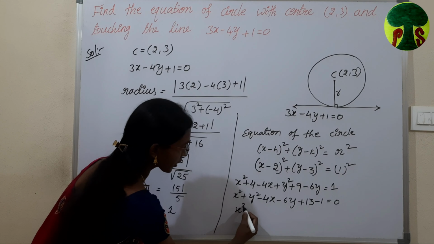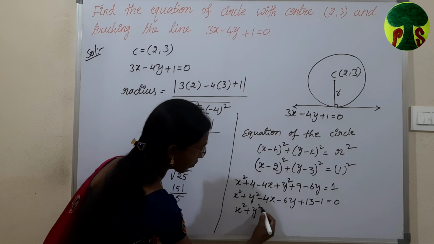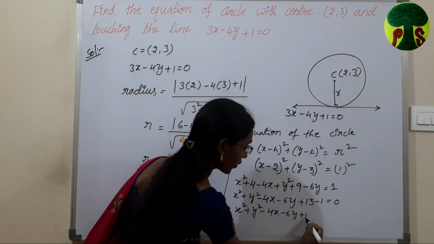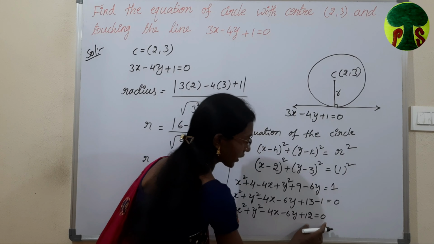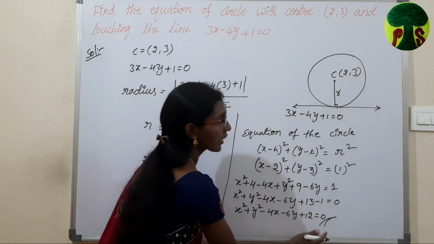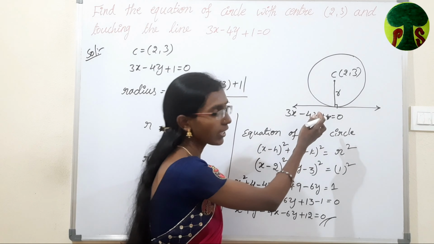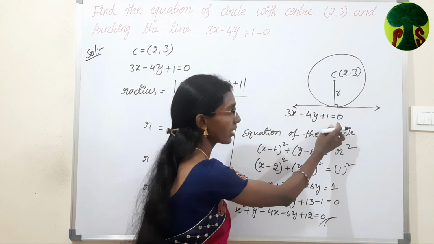Finally, the equation of the circle is x square plus y square minus 4x minus 6y plus 12 equals 0. What is this? This is the equation of the circle which has its center as (2, 3) and touches the line 3x minus 4y plus 1 equals 0.